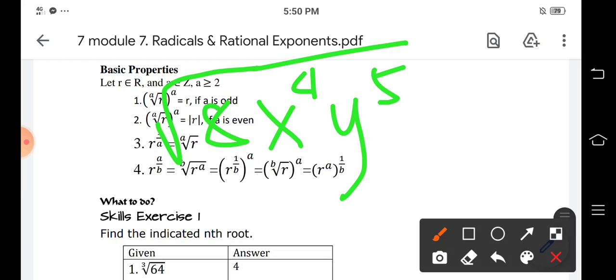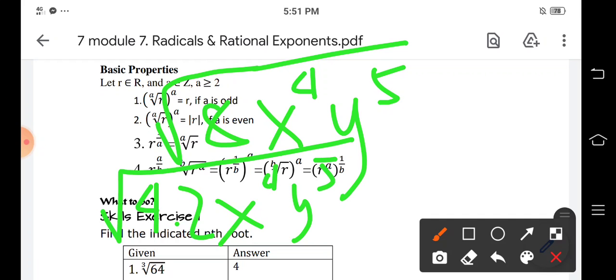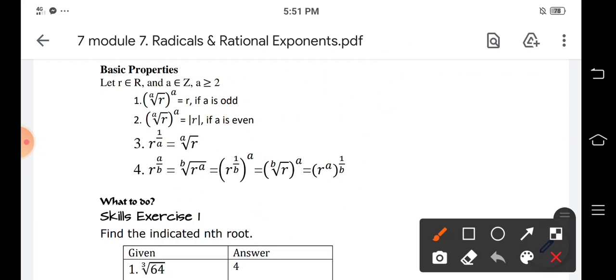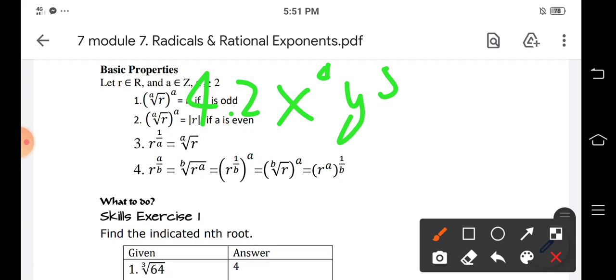So we know that the factors of 8 are 4 and 2, or we can have 8 and 1, but in this case, since we are looking for a factor of 8 that is a perfect square, 4 and 2 is a perfect fit. So we have 4 times 2, then x to the fourth, then y to the fifth power.